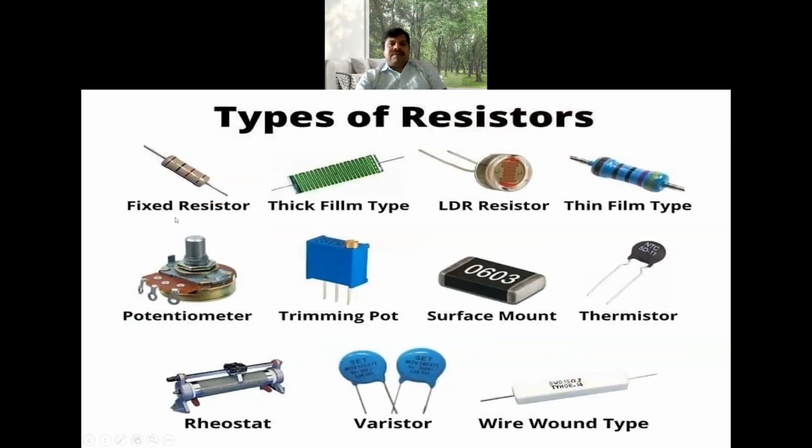See, these are the different types of resistors we can come across in our practice. That is a fixed resistor or color coded resistor. Next, thick film type, LDR, light dependent resistor. Next, thin film type, potentiometer, trimming pot, surface mount, thermistor, rheostat. Rheostat is a wire wound resistor, and varistor, etc.